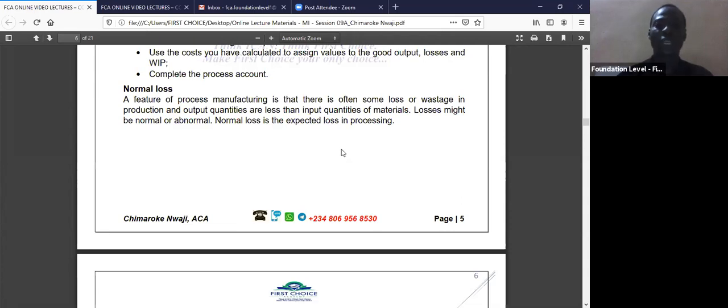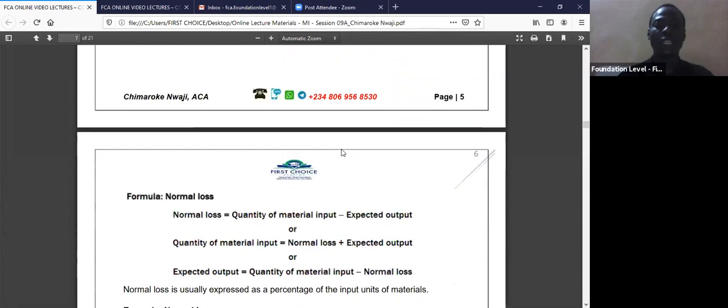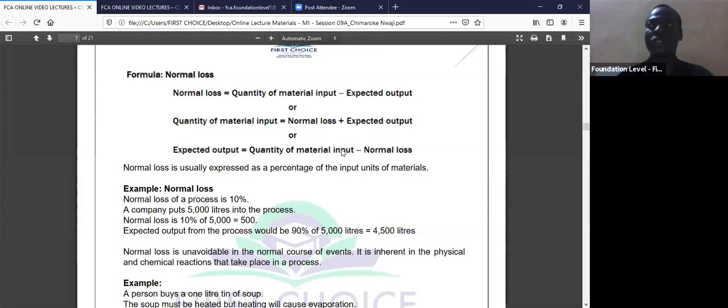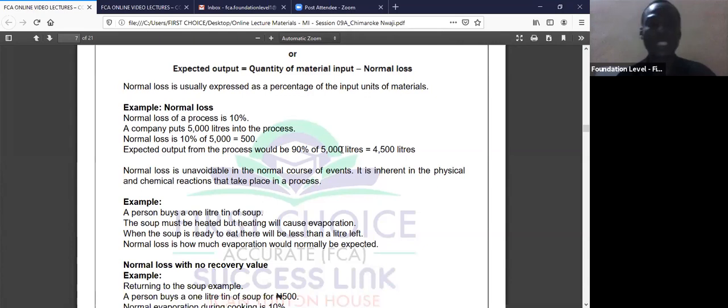So we said our expected output is what we will use in calculating the amount to allocate to the good output. We now give an example here. The normal loss of a process is 10%. The company puts in 5,000 liters into the process, 10%, which is 500, will be lost. And so 90%, which will be 4,500 liters, will be expected.